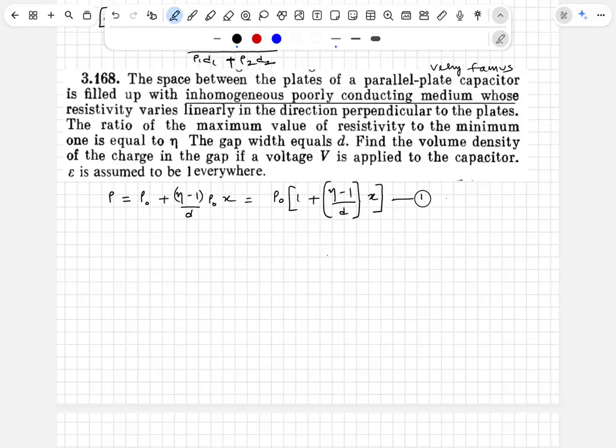First part I have decoded. Find the volume density of the charge in the gap if a voltage V is applied to the capacitor. Epsilon is assumed to be 1 everywhere, and dielectric constant is equal to 1 in our normal terms.